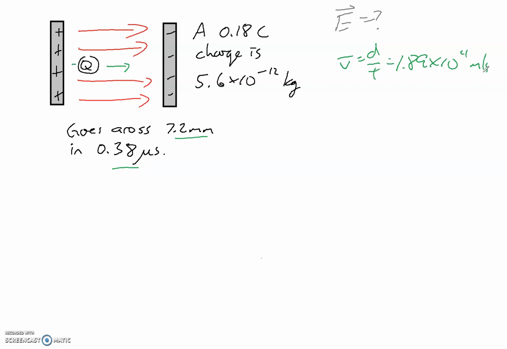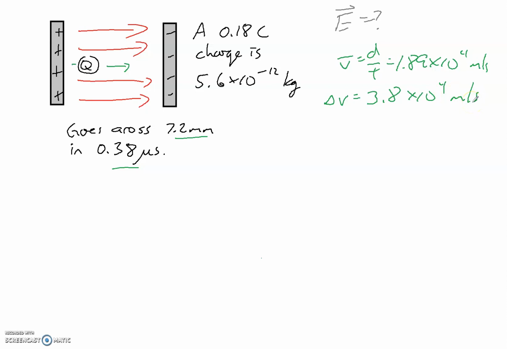So that's my average speed. Of course, what I'm going to do is double that, because it will start at rest, and then I'll have my change in V. So my change in V is going to be around 3.8 times 10 to the 4 meters per second.